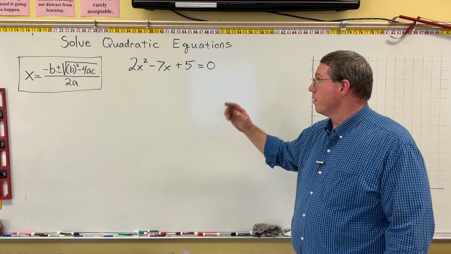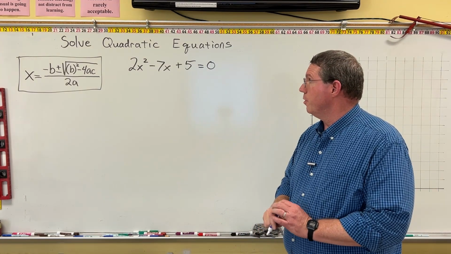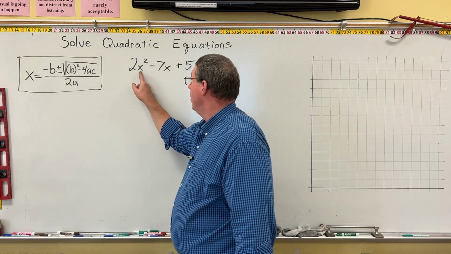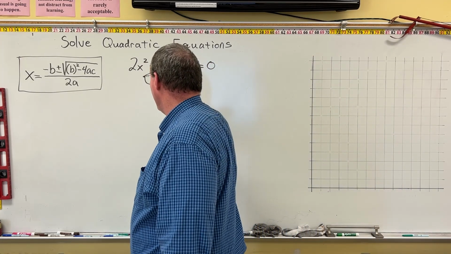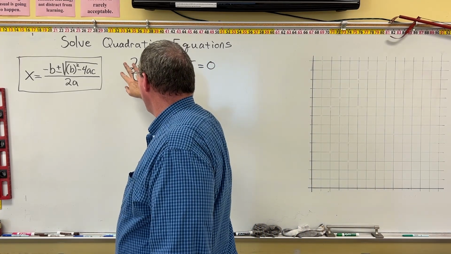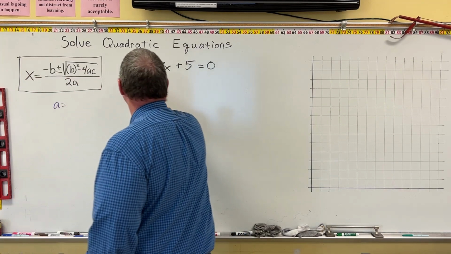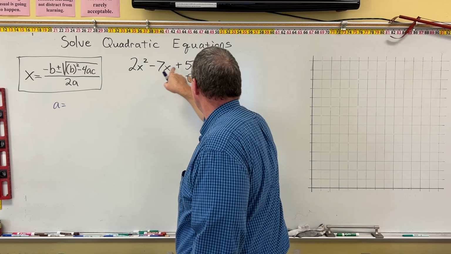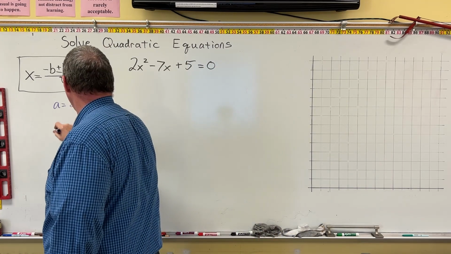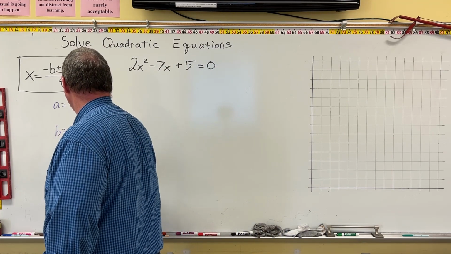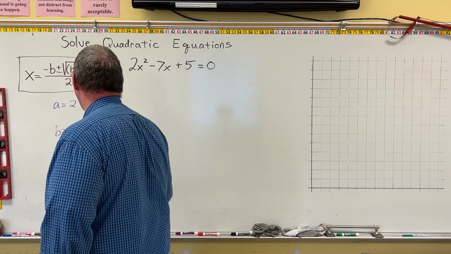All right, so here's another example that would be really good with the quadratic formula because the x squared leads with a 2. And so I'd rather use the quadratic formula here. So let's identify A, B, and C. A is 2, B is -7, C is 5.